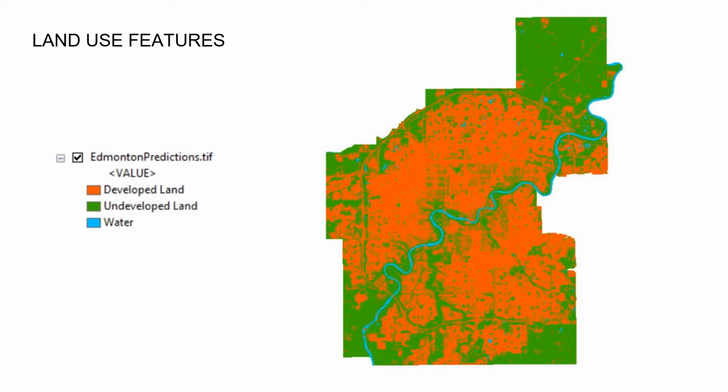Here, developed land appears in orange. We were particularly interested in creating a raster that captures the distance of each cell from developed land, as impervious surfaces respond poorly to inundation.